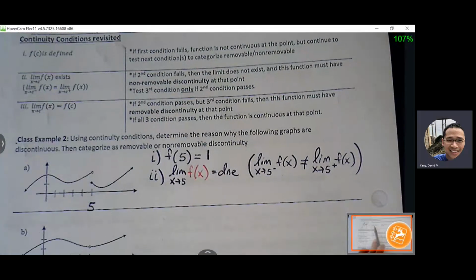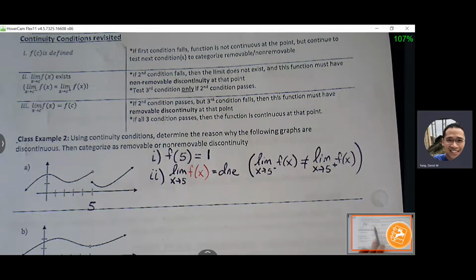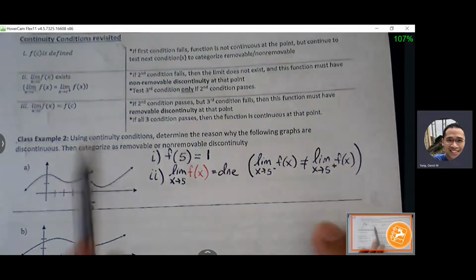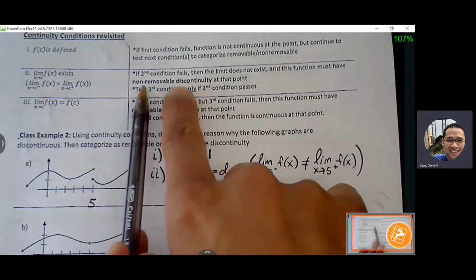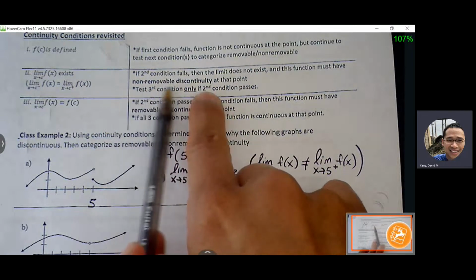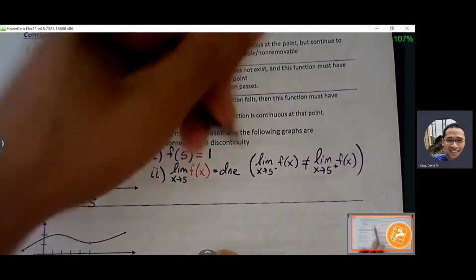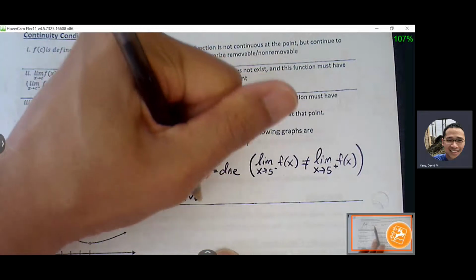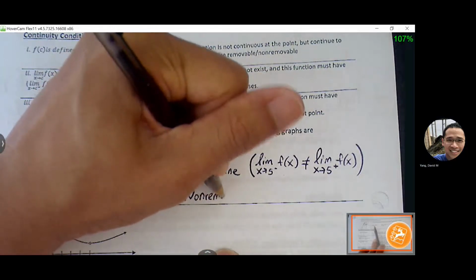Okay, so there's a second condition, pass or fail. Fails. Do we keep going? No. We stop. We already know which category we're dealing with, so we can just go ahead and categorize it. So we know we have a non-removable discontinuity.